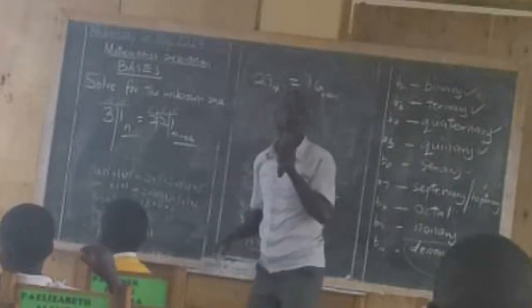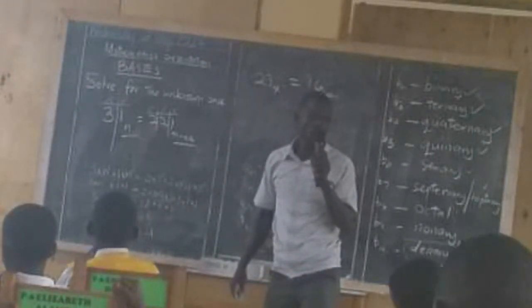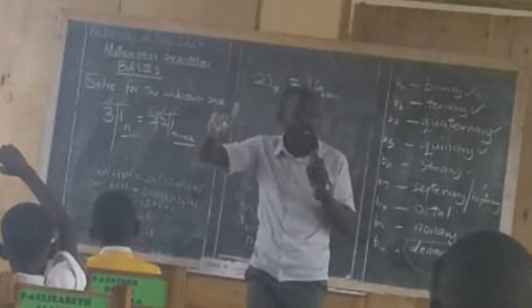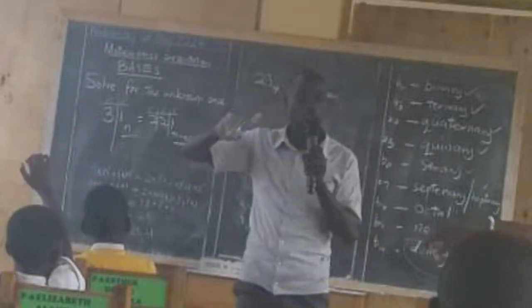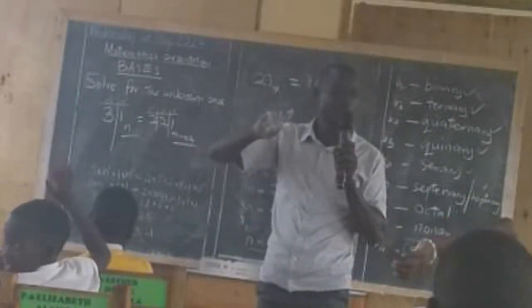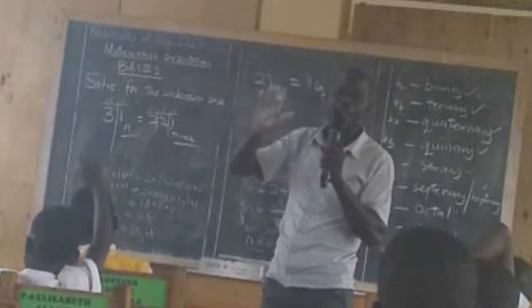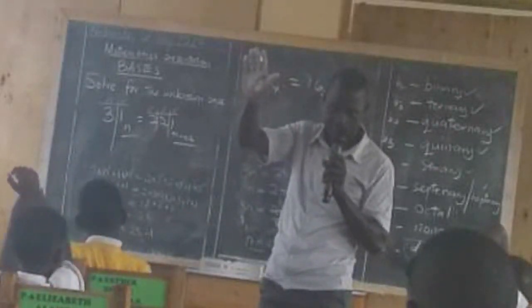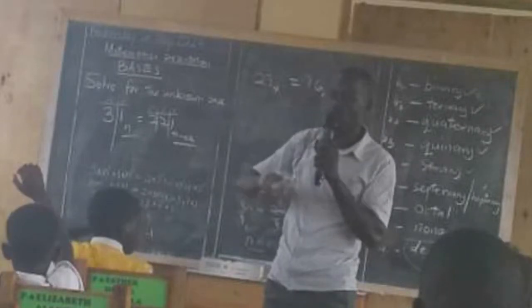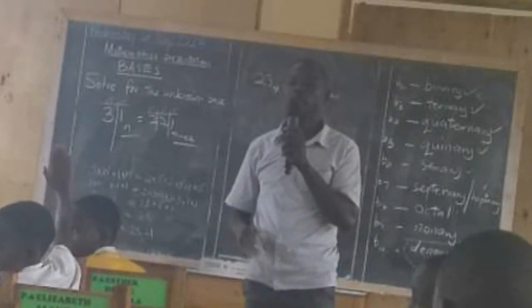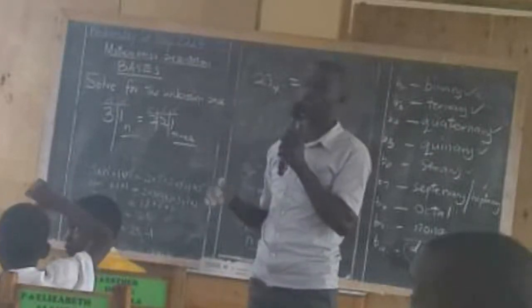Which side will I put powers? Somebody is not following me. There are two sides of the equal sign, the left hand side and the right hand side. Where am I going to put powers, and why? Samuel, which powers are? Where am I going to put powers, left hand side or right hand side?